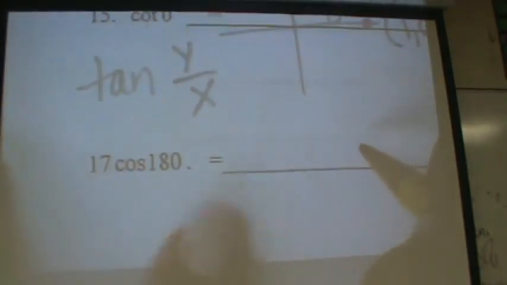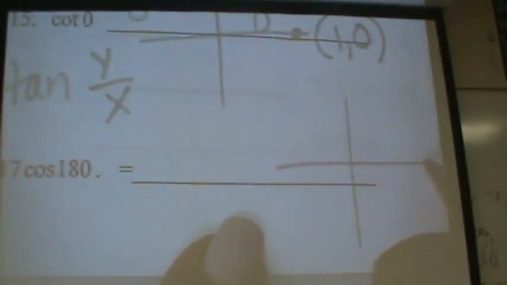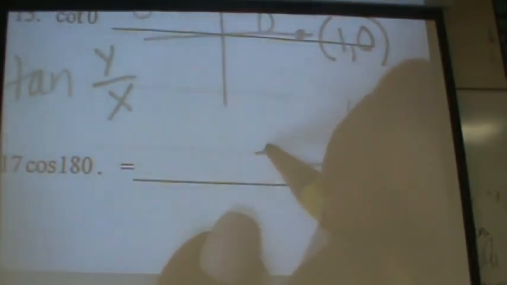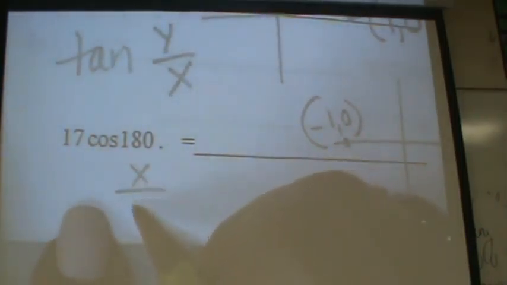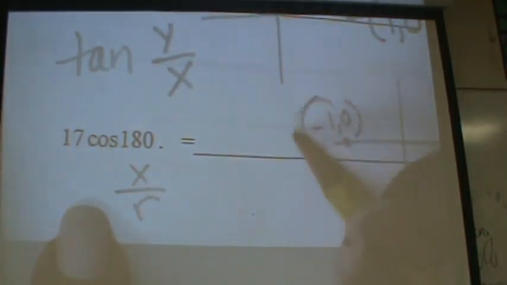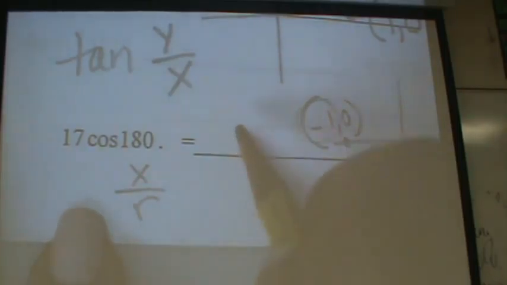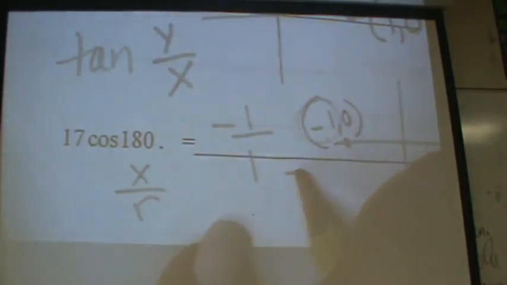Cosine of 180, where's 180? Right there, which is negative 1, 0. Cosine is x over r. The x value is negative 1. Negative 1 over 1 is negative 1.